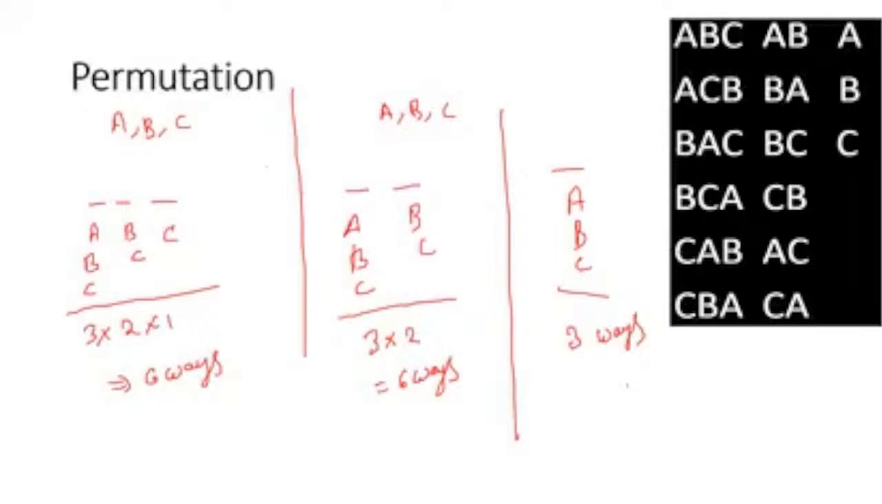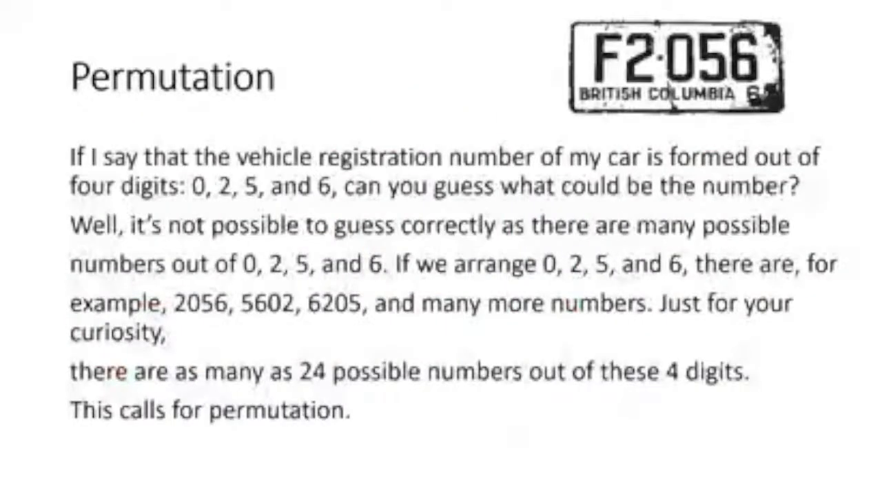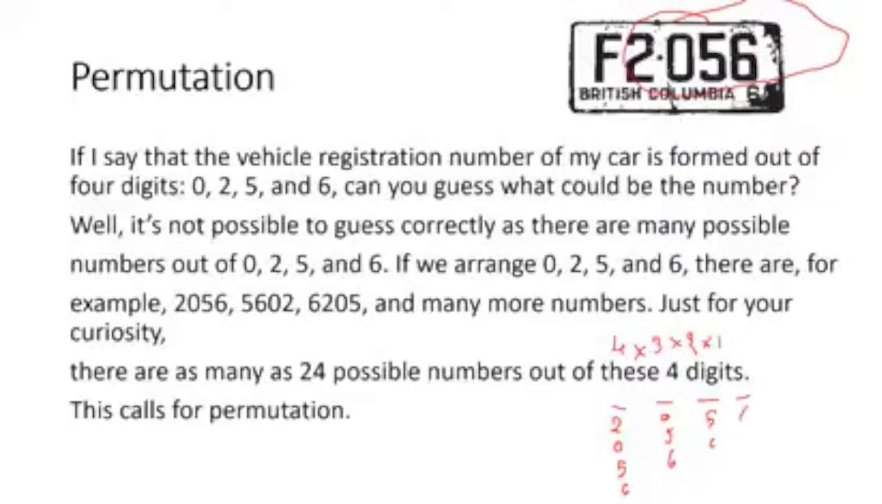Now we can see a basic example. Here you can look at the vehicle number, something like British Columbia F2056. Here, the digits 2056, these four elements, how can I arrange them? For the first position I can select any one of the digits, nothing but 4 chances. Next, after 0, 5, 6, there are 3 chances. Next, after 5, 6, there are 2 chances. So 4 into 3 into 2 into 1 will be 24 ways.